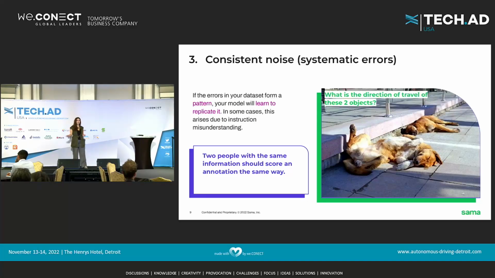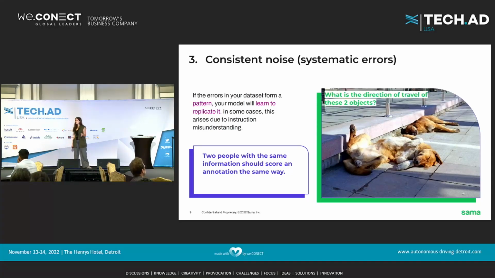No. Imagine this whole room trying to do the same annotation. It's very easy to fall into the consistent noise or systematic errors trap, where if you do not define the instructions properly, you can get that. In this case, there's no direction of travel, they're sleeping. So just mark it as no, they're not moving, it's fine. That needs to be defined in the instructions and the quality rubric. If these errors are in your data set and they form a pattern, it's going to be hard to replicate, and that's the type of noise you cannot afford.